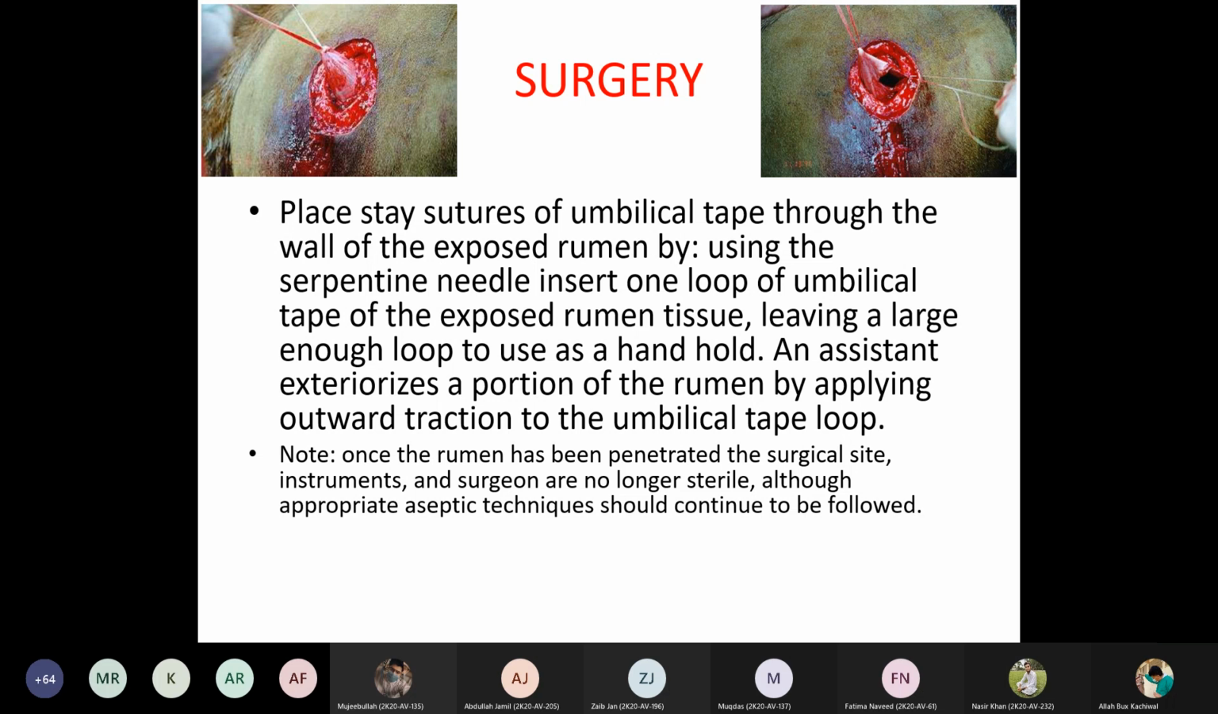The surgeon places stitch sutures of umbilical tape through the wall of the exposed rumen using a serpentine needle. Insert one loop of umbilical tape into the exposed rumen tissue, leaving a large enough loop to use as a handhold. So an assistant exteriorizes a portion of the rumen by applying outward traction to the umbilical tape loop. Once the rumen has been penetrated, the surgical site, instruments, and the surgeon are no longer sterile, although appropriate aseptic techniques should continue to be followed.